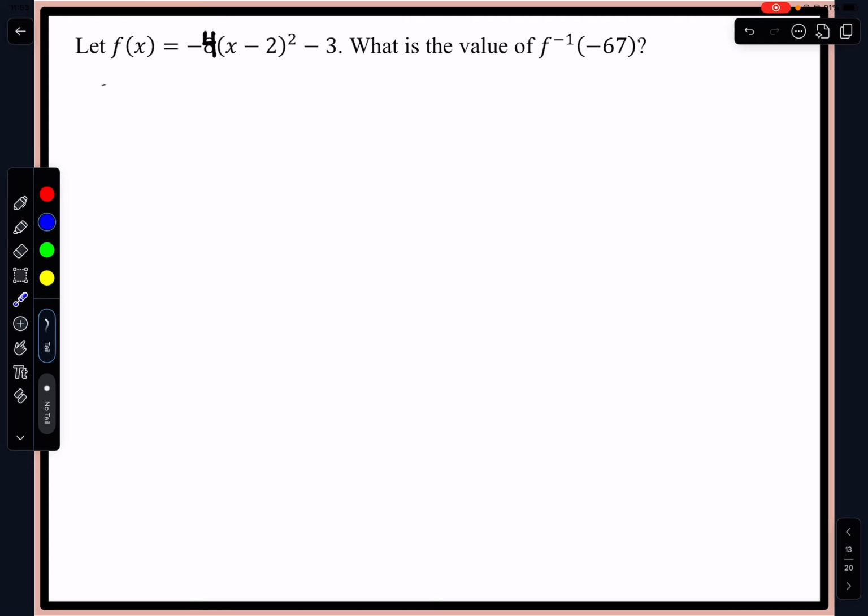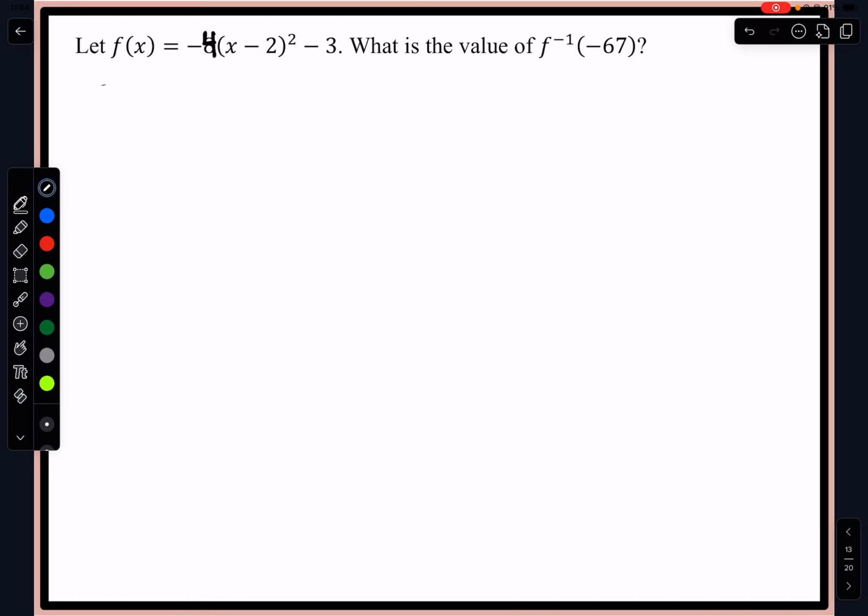Now, one option is to solve this equation and find what the inverse function is for this example. Or all we can do is simply evaluate this at that specific value. If we do the latter, it will be a lot easier and more convenient to do.